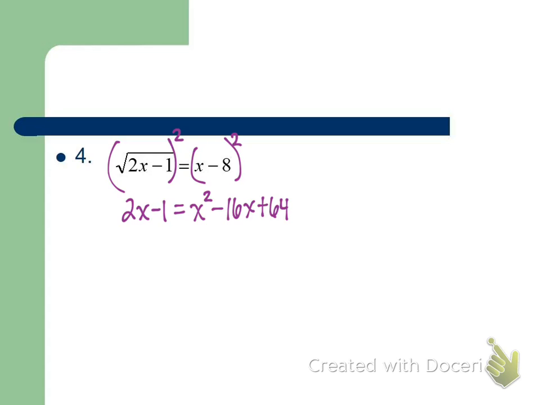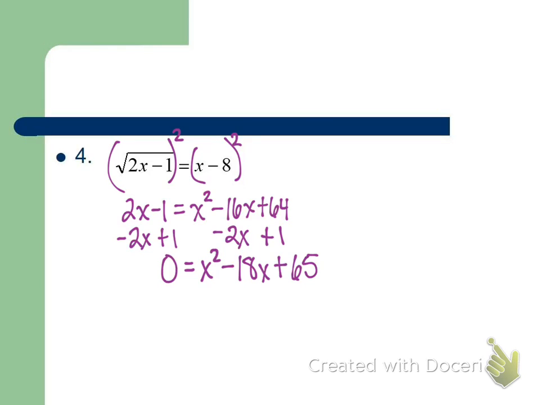If we have a quadratic, to solve it, we need it set equal to 0. How do we make that happen? Subtract the 2x and add the 1. Okay? Now it's set equal to 0. What is on that other side? X squared minus 18x plus what? 65.